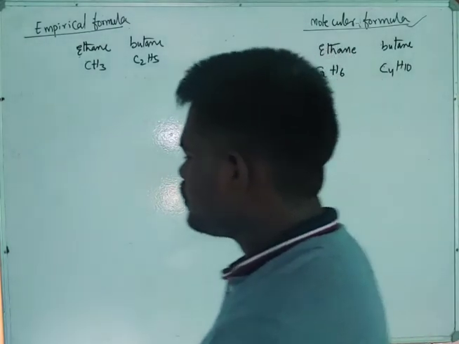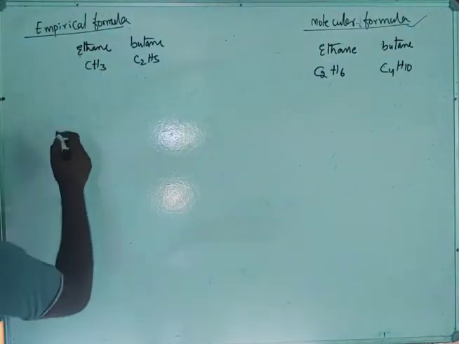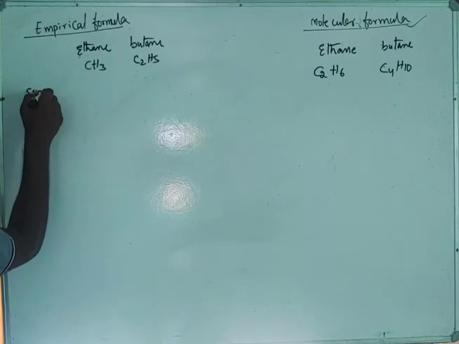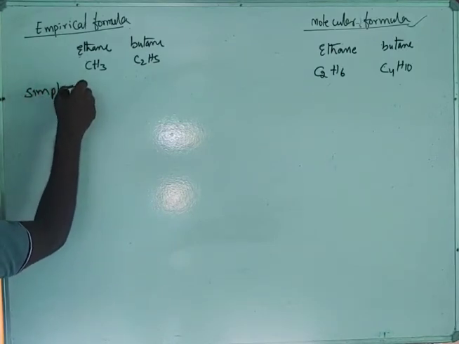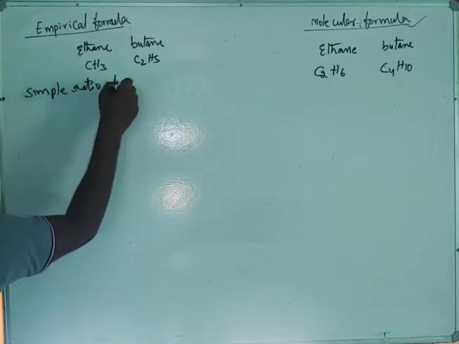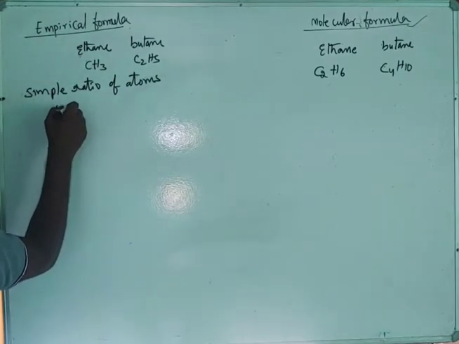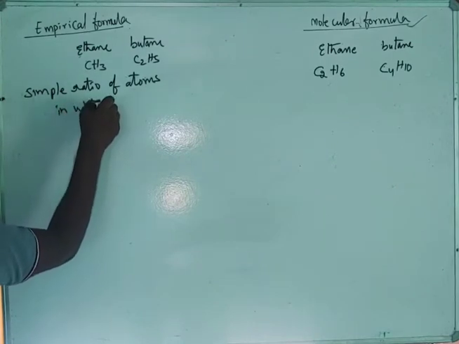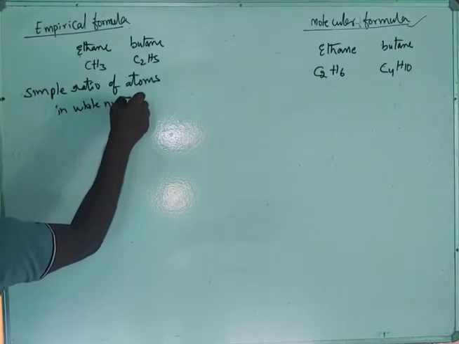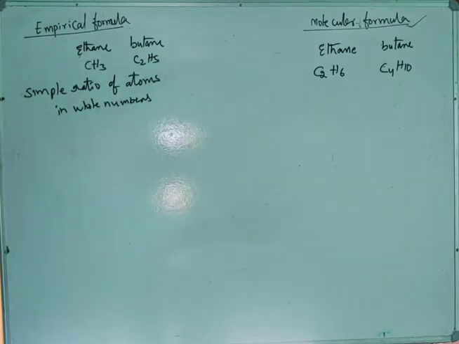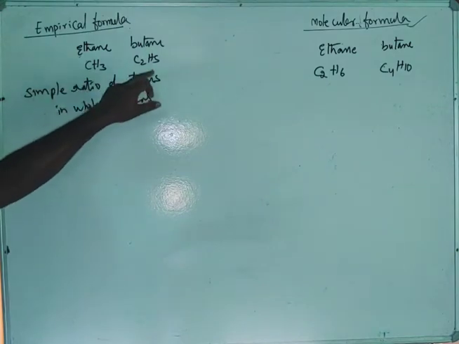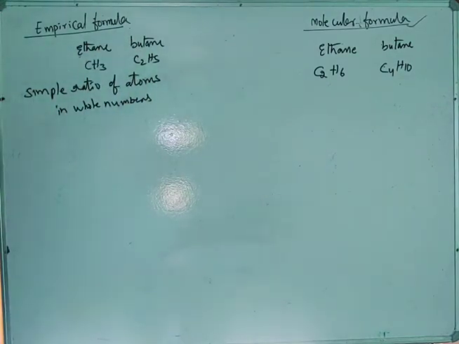So from this we can define this empirical formula, which is a simple ratio of atoms in whole numbers. Simple ratio of atoms in whole numbers. You see guys, these are whole numbers, and these are simple ratios of the respective molecular formulas of the compounds.